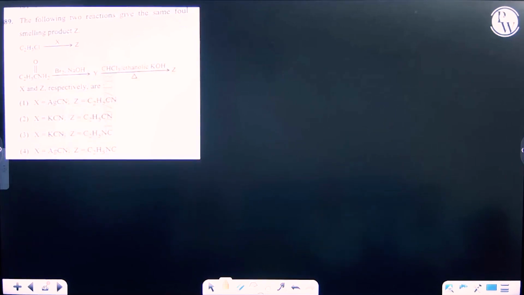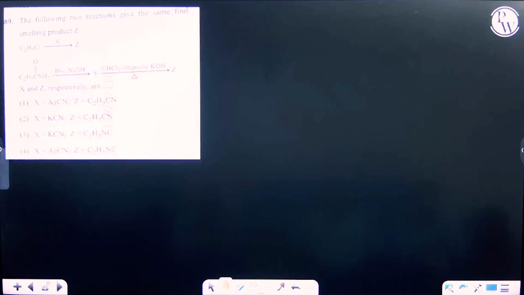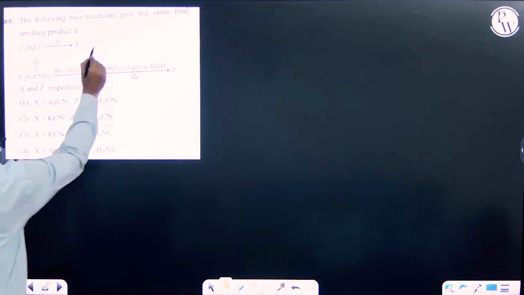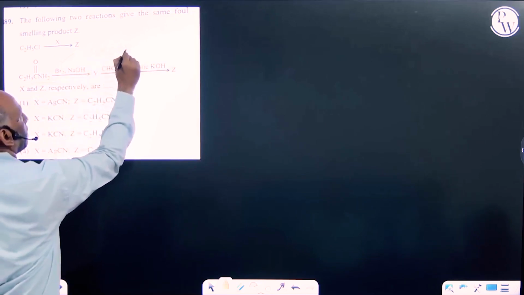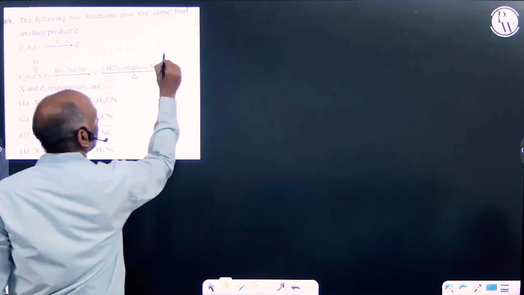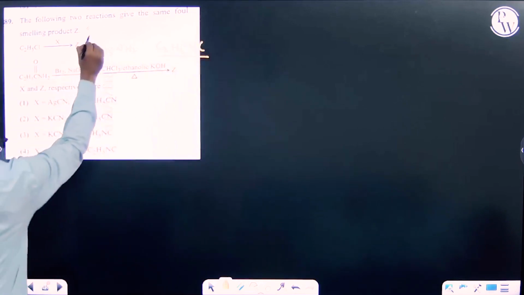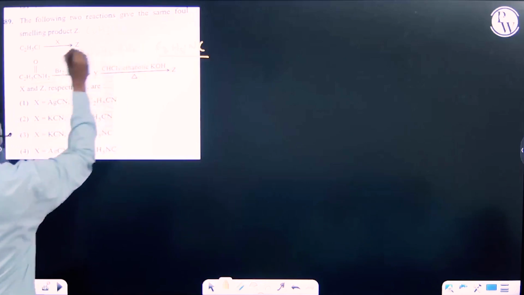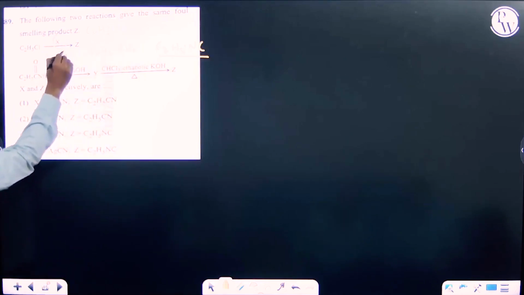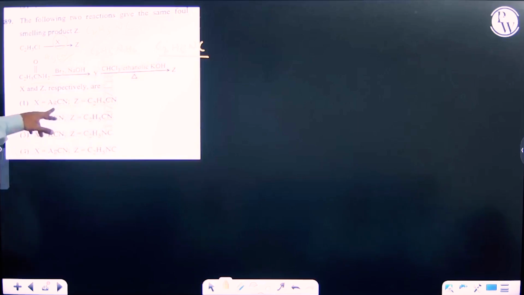Many people might be familiar with this. This is an amide. As soon as you see amide with bromine and NaOH, it is the Hofmann bromamide reaction. Thereby, you are going to get C2H5NH2, a primary amine. Chloroform and KOH is nothing but the isocyanide test. It will give rise to C2H5NC. Isocyanide is obtained. You want to prepare this Z as C2H5NC, and to get that, use silver cyanide. So you just need to go for the fourth option. Don't get carried away by the first option, because the other one is gone.